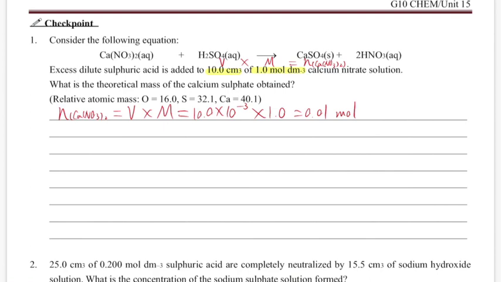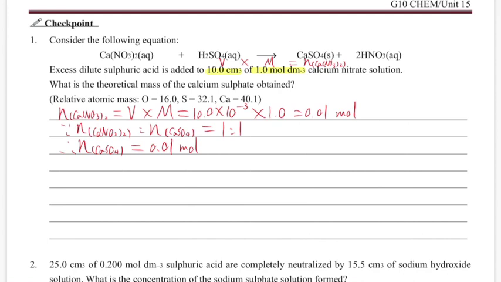And then because it's a 1-to-1 ratio, or you can say divided by the coefficient of others, which is 1, and multiply by the coefficient of yours, which is 1 again. So there's no change. Okay, so you can say because the molar ratio is 1-to-1, we know the calcium sulfate number of mole is equal to 0.01 mole as well.